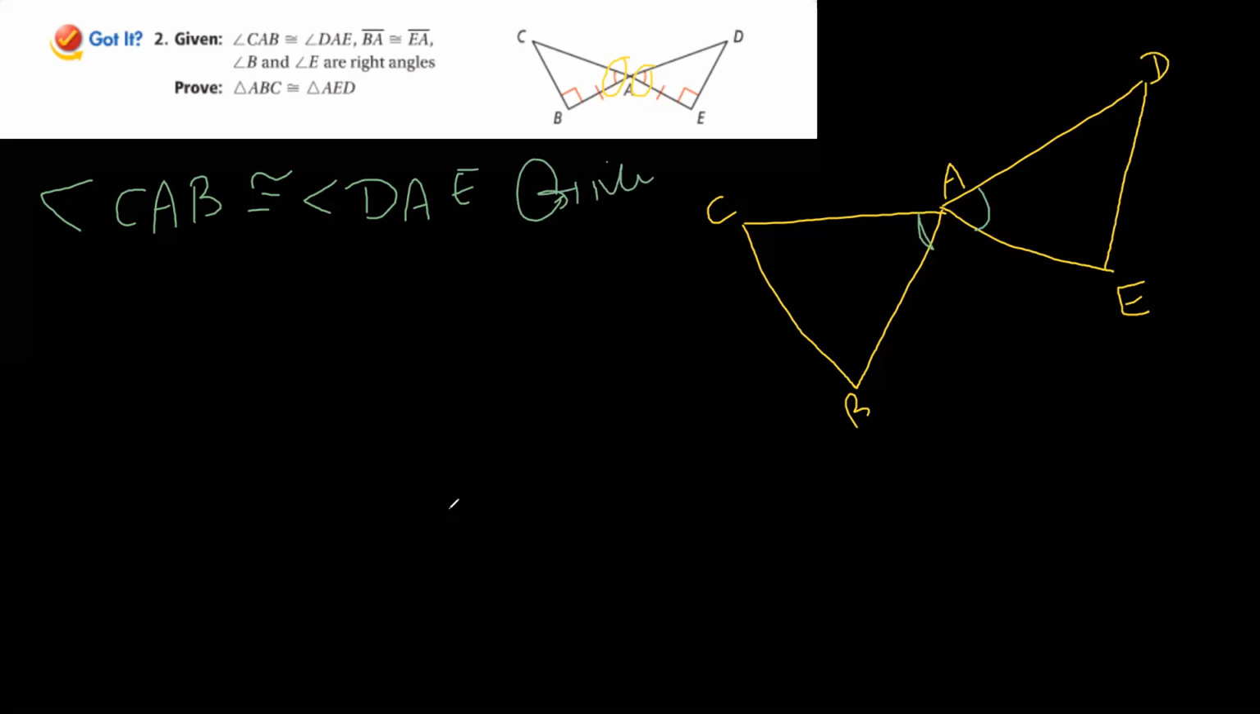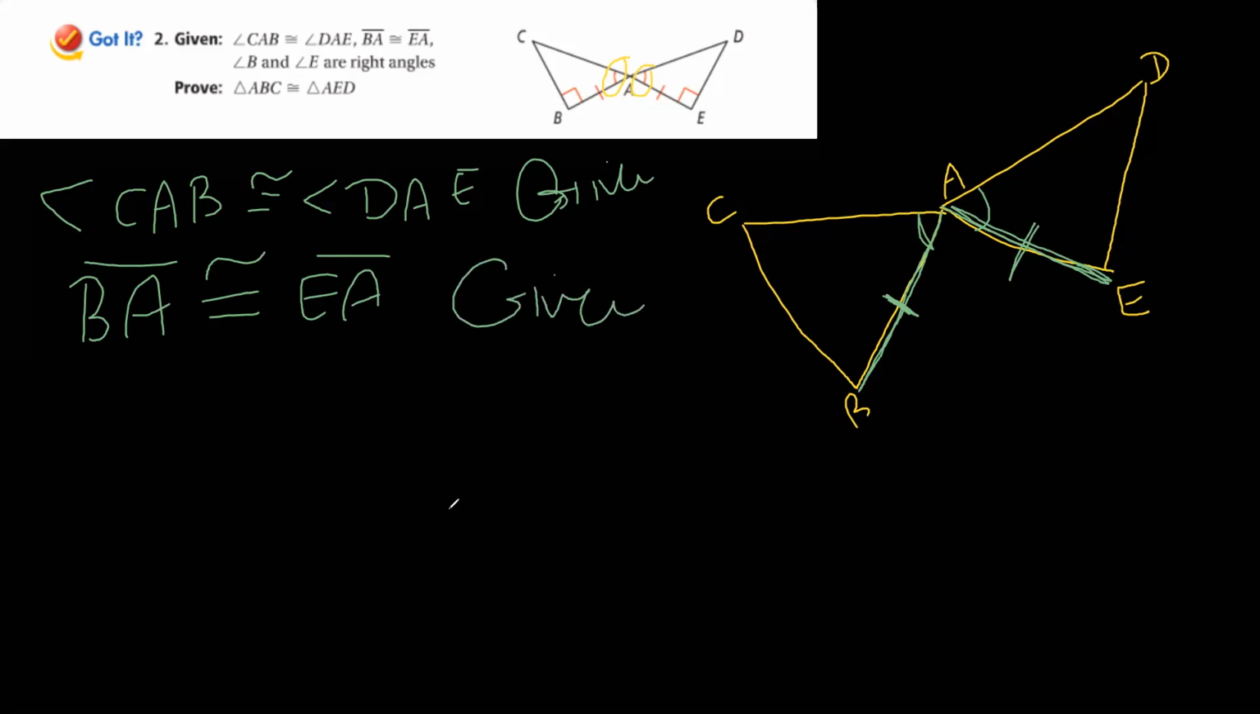And also, side BA is congruent with EA. BA, this one, is congruent with EA, this one. They are given also. And also, he told me that angle B and angle E are right angles.